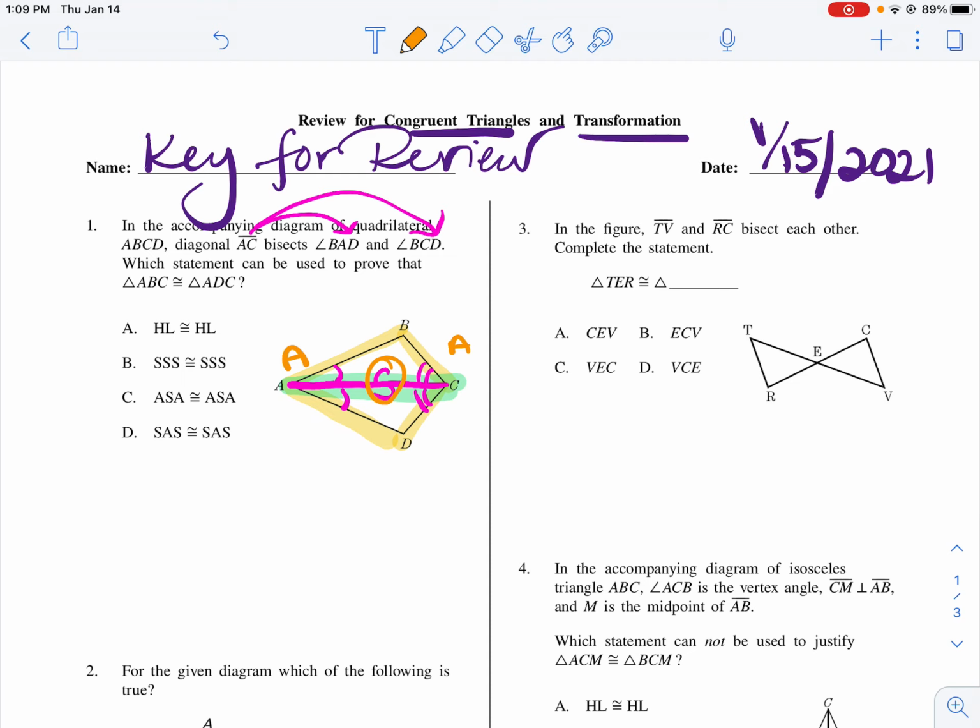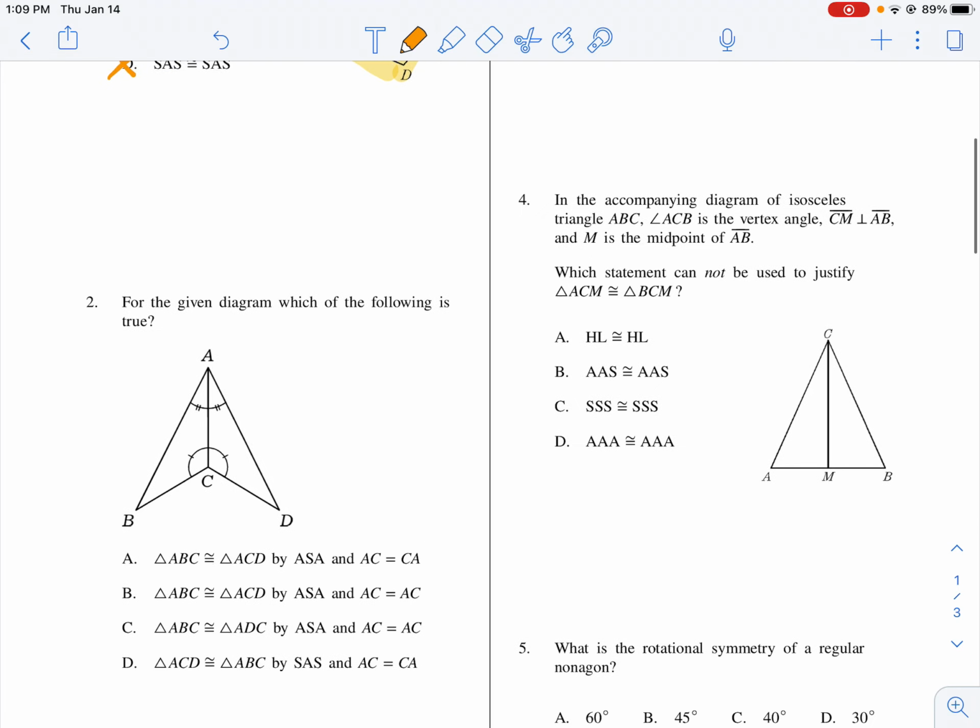So if we look through our choices here, this is only for right triangles. This has no angles. Haha. This only has one angle. Okay? Let's look at number 2, guys.